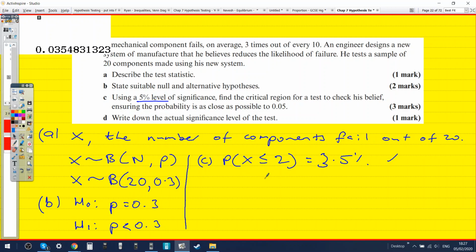And so what is the critical region? Not too sure. X is less than or equal to 2. Oh, Part D.